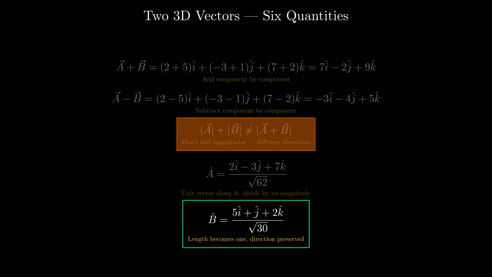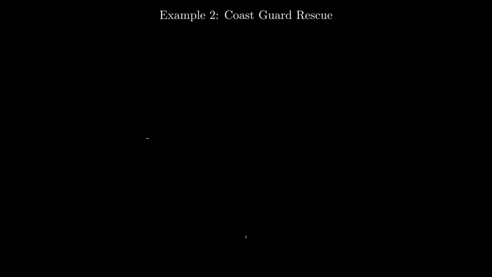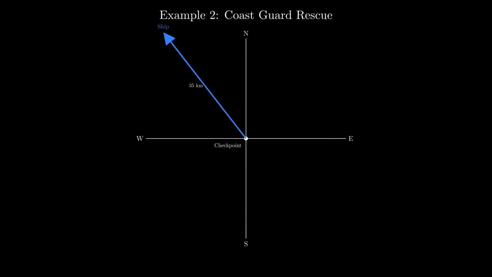with pure arithmetic. Example 2 is a rescue. A Coast Guard ship sits 35 kilometers from a checkpoint 52 degrees north of west. A sinking sailboat sits 24 kilometers from the same checkpoint 18 degrees south of east. How fast and in what direction must the Coast Guard travel? Pause and try it. The key move is converting compass bearings into standard angles.